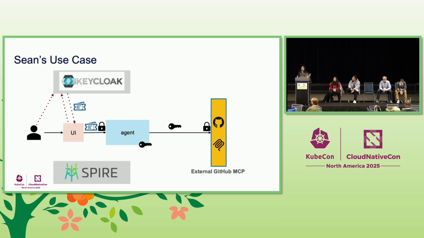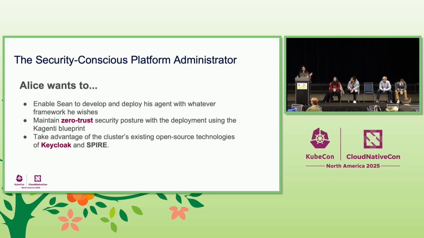So Sean has created this kind of architecture for his plan to implement this agent, where a user can go to a UI, log in, and access the agent in the backend. And the agent, once it validates the access token with Keycloak, will be able to use the GitHub personal access token to access the external GitHub MCP server. So Sean brings this use case to Alice.